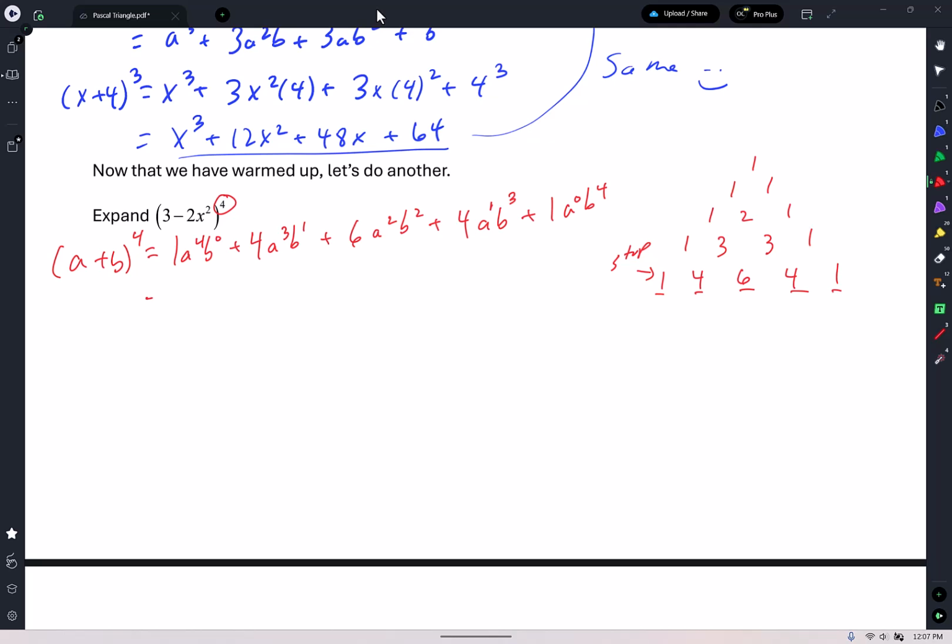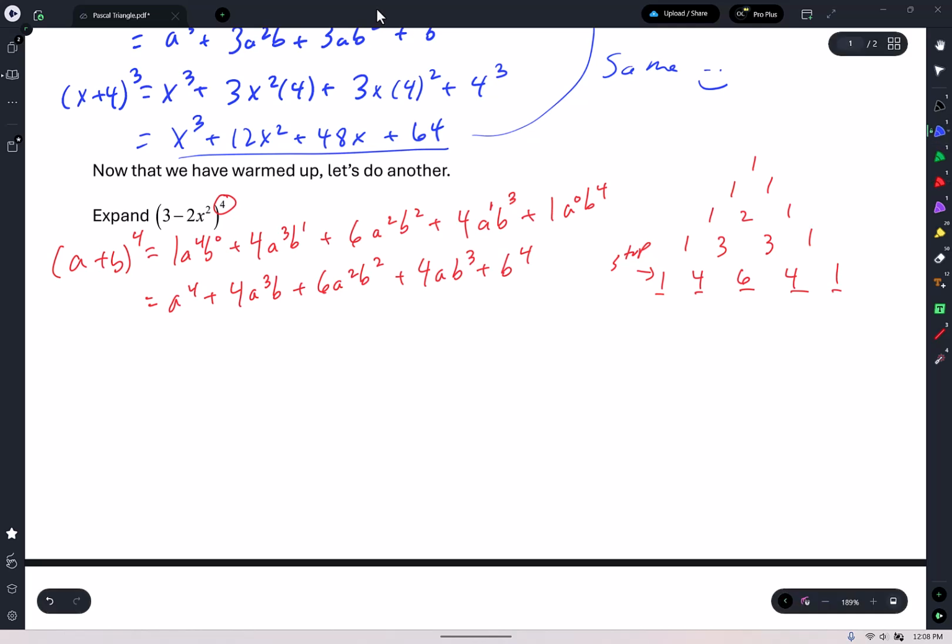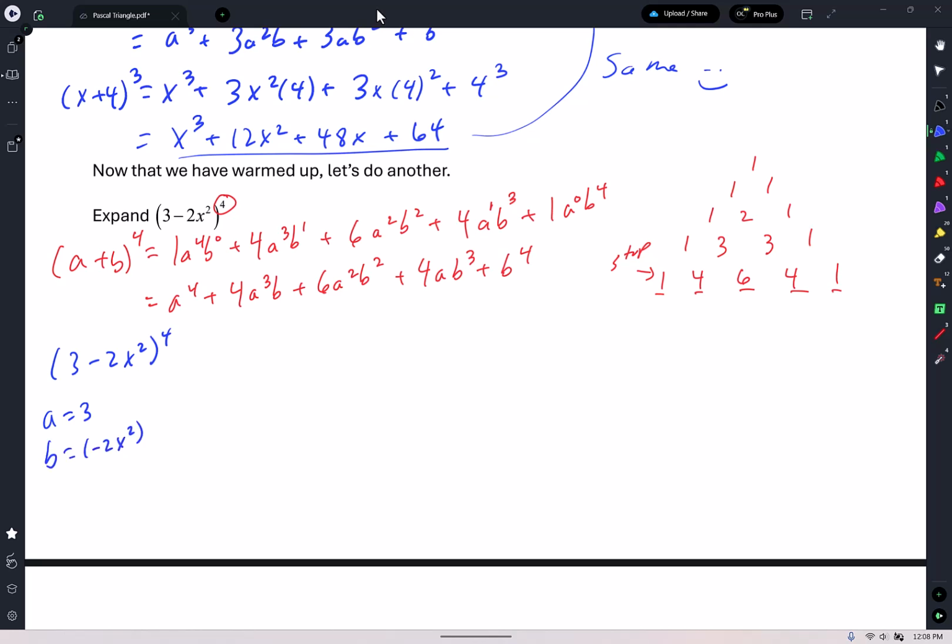All right, I guess let me just finish it off here. B to the 0 is 1, so this is going to be a to the 4th plus 4a cubed b plus 6a squared b squared plus 4ab cubed plus b to the 4th. All right, I think we're good, guys. So I'm going to come back and I'm going to say 3 minus 2x squared raised to the 4th, where a is 3 and b is negative 2x squared. So make sure to put the negative, guys, because your expansion has a plus there, see? So that b is a negative 2x squared.